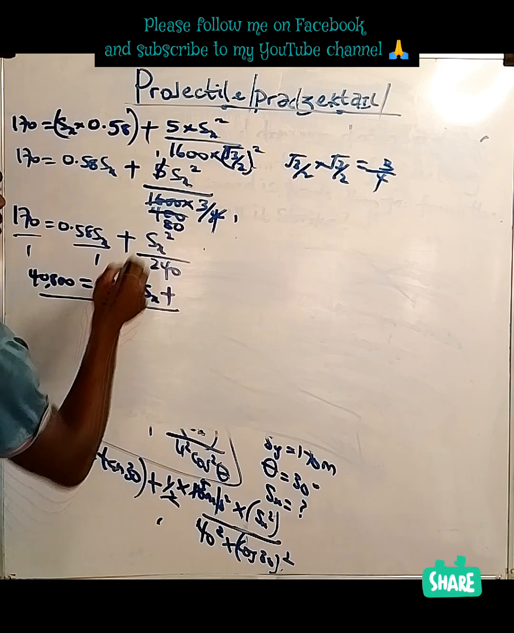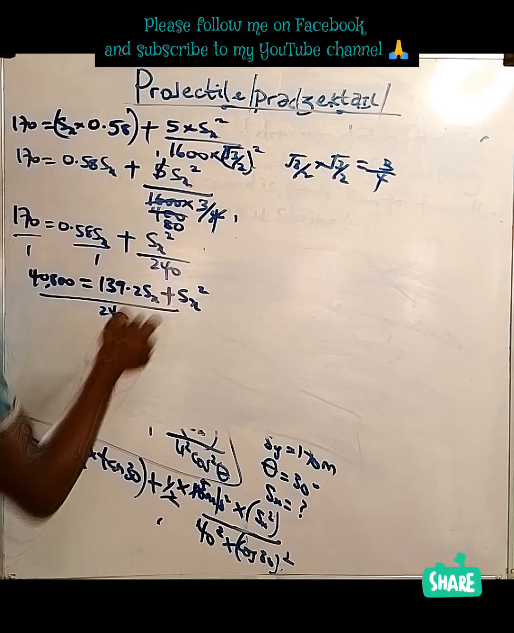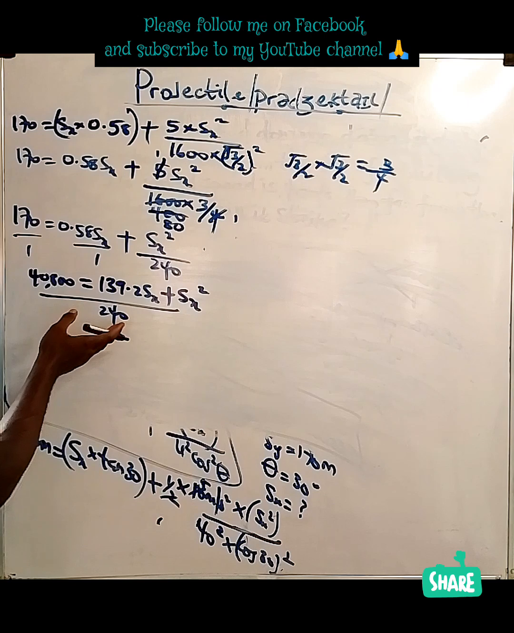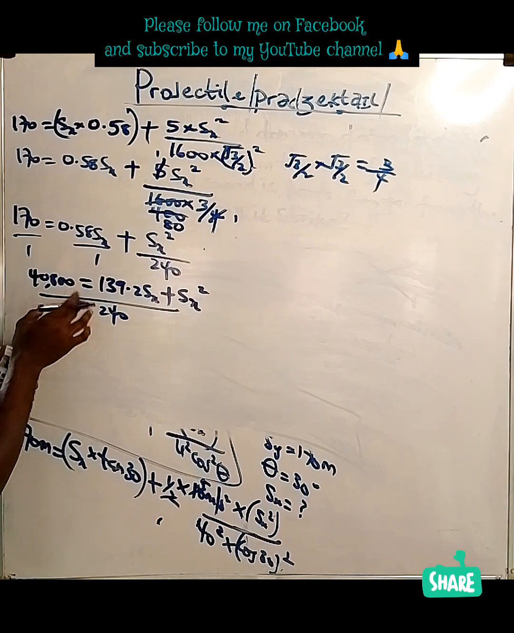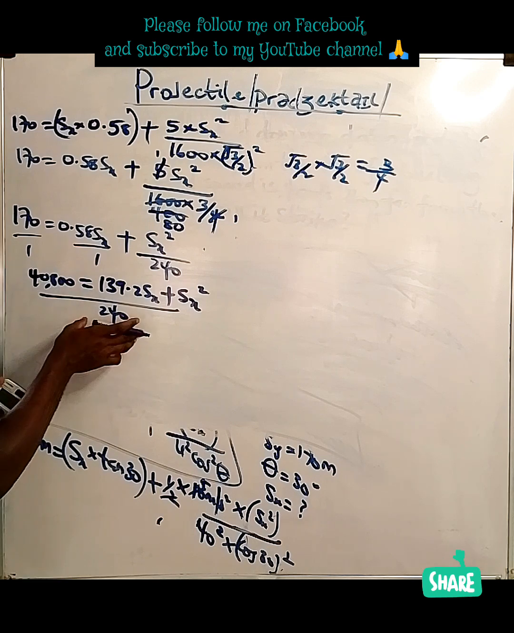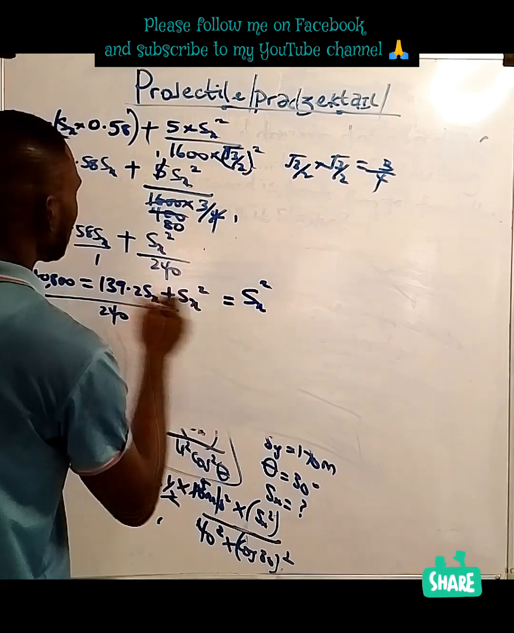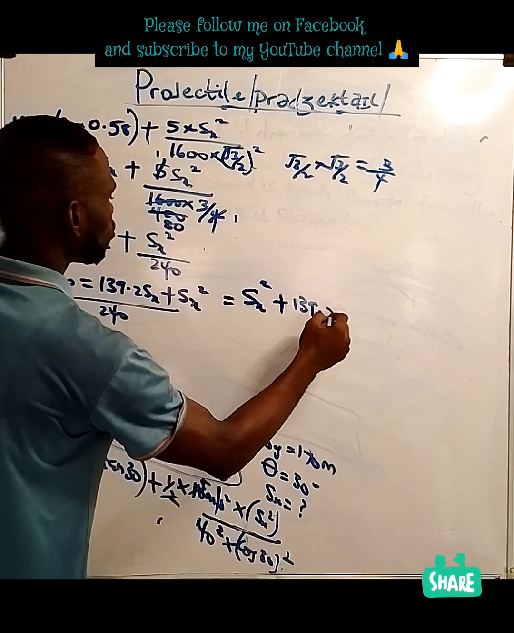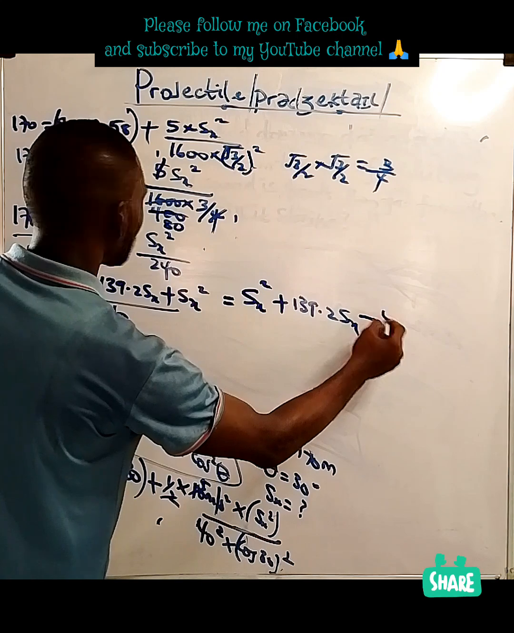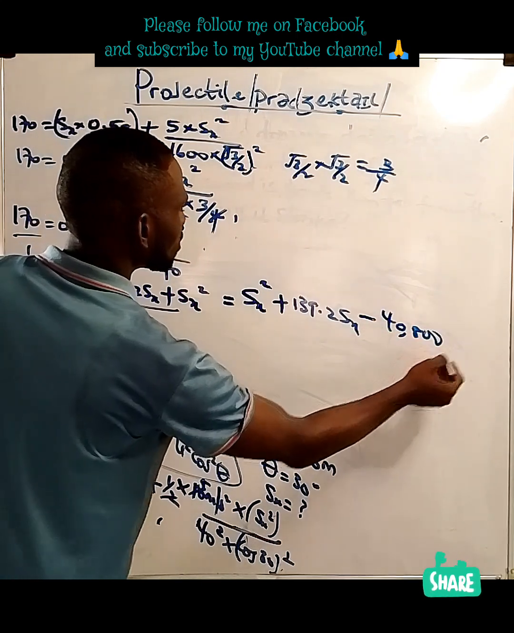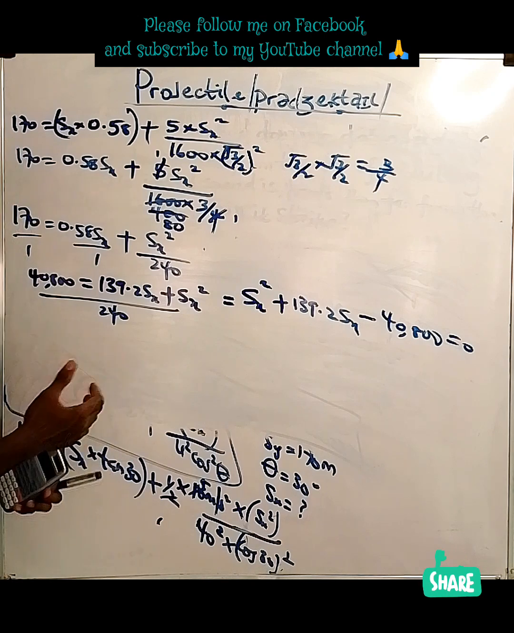So 240 times this, we're going to have distance along the x-axis squared left. The LCM goes off because once you have an equation, the LCM goes off. So what do we have? We have distance squared plus 139.2 distance, send this to the other side, minus 40,800 equals 0.